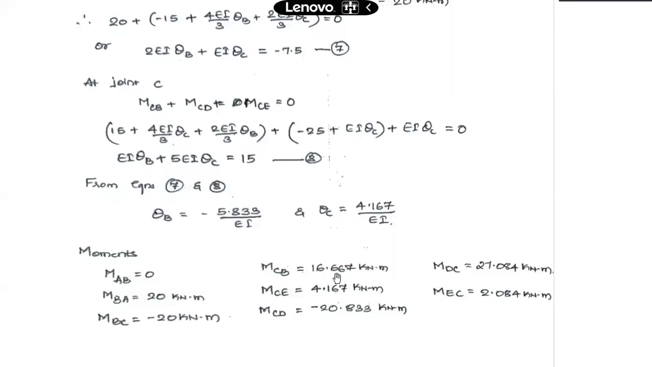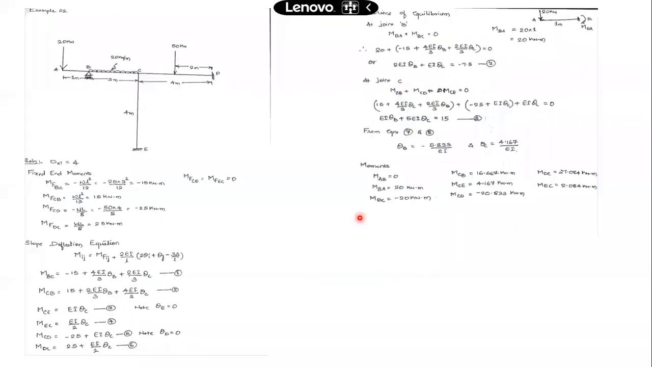MCB is coming out to be 16.667, CE 4.167, CD minus 20.833, DC 27.084, and EC 2.084. So you just have to use these two values of theta B and theta C in equations 1 to 6, wherever they are applicable, and substitute them. You'll get to know all the values of bending moment at the joints.